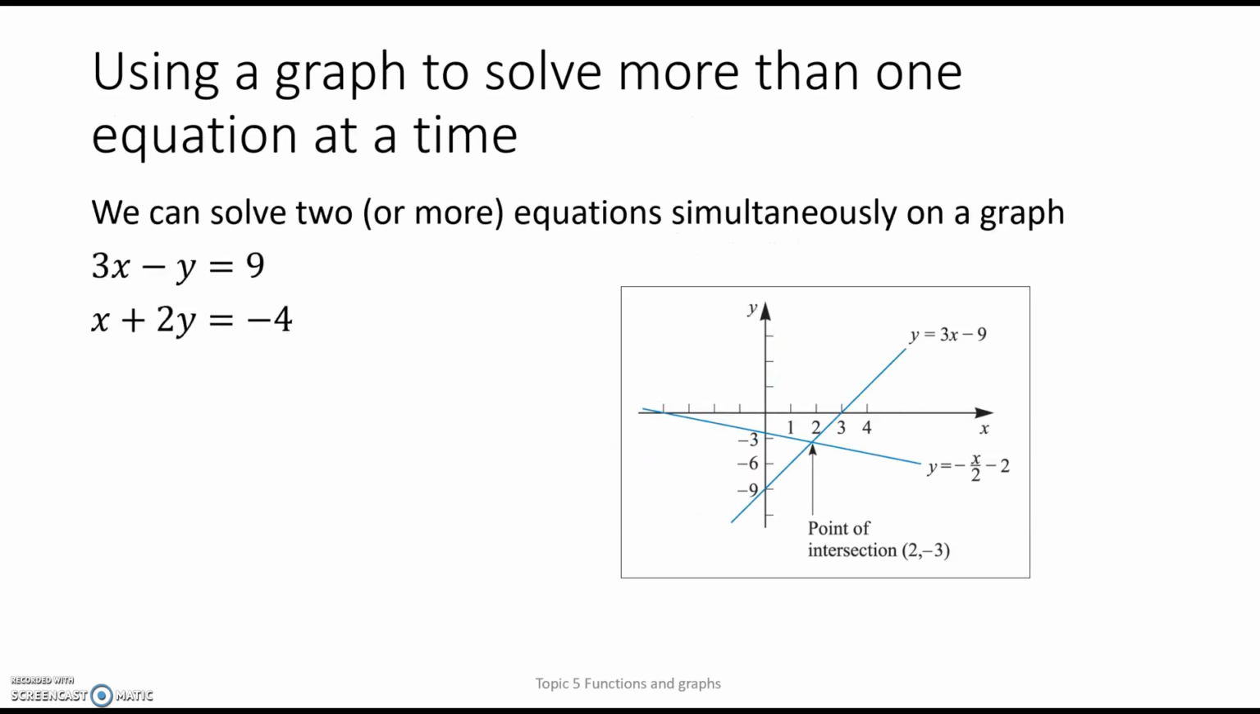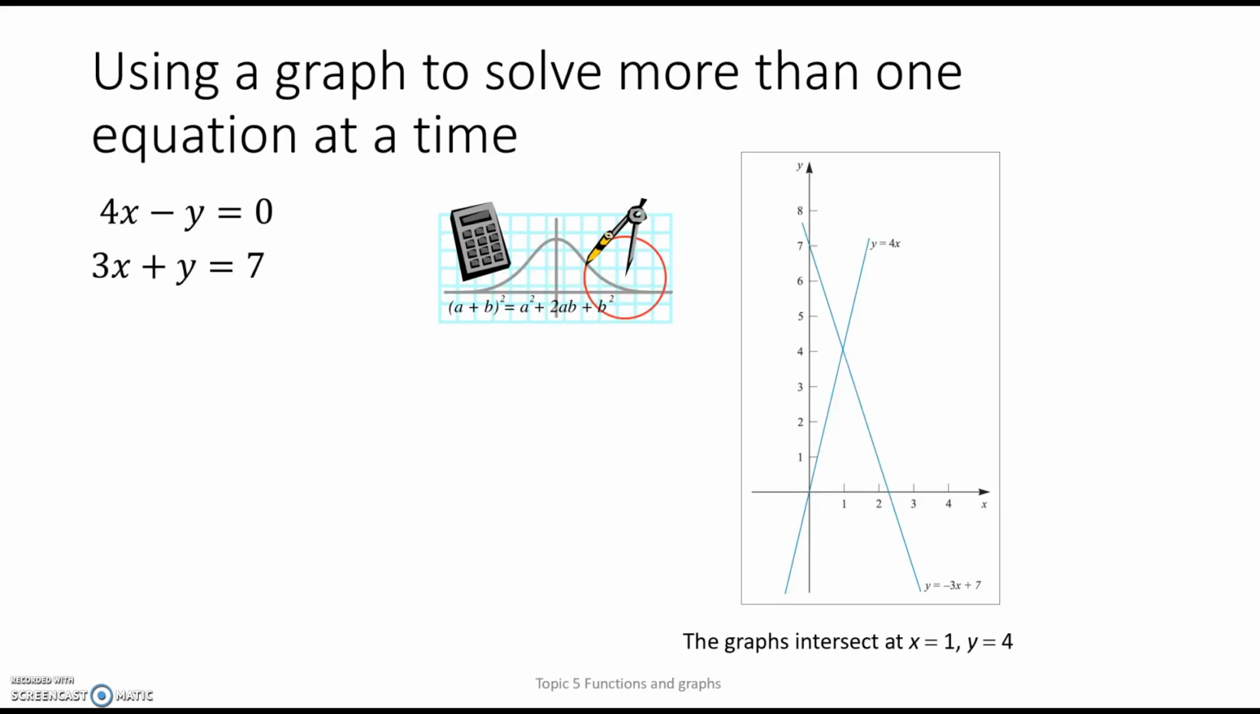We could also use graphs to find the solution for two equations at a time. Remember, we were solving simultaneous equations before, so we could find them on a graph as well. Now, the reason that we tend not to do that is unless we've got some graph drawing software like Desmos, our graphs might not be very accurate. But if it is accurate, then we can see, for example, here 3x minus y equals 9, x plus 2y equals -4. They meet at 2, -3. So that is the solution to that. So x equals 2, y equals -3.